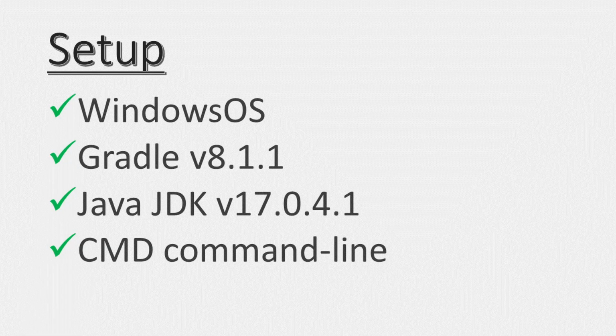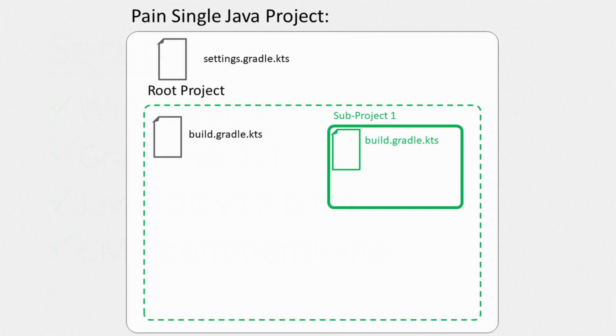To start, I'm using Windows as an operating system, basically using the CMD command line to create a new project. In this exercise, I will actually create a Java library project as part of a multi-project, and this will be the initial step to create more projects under the same multi-project.